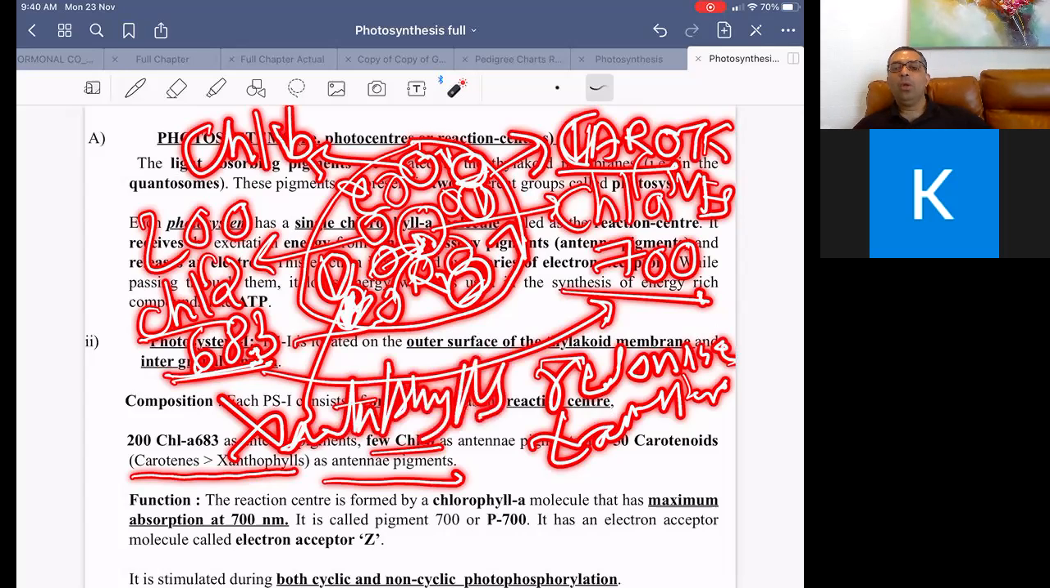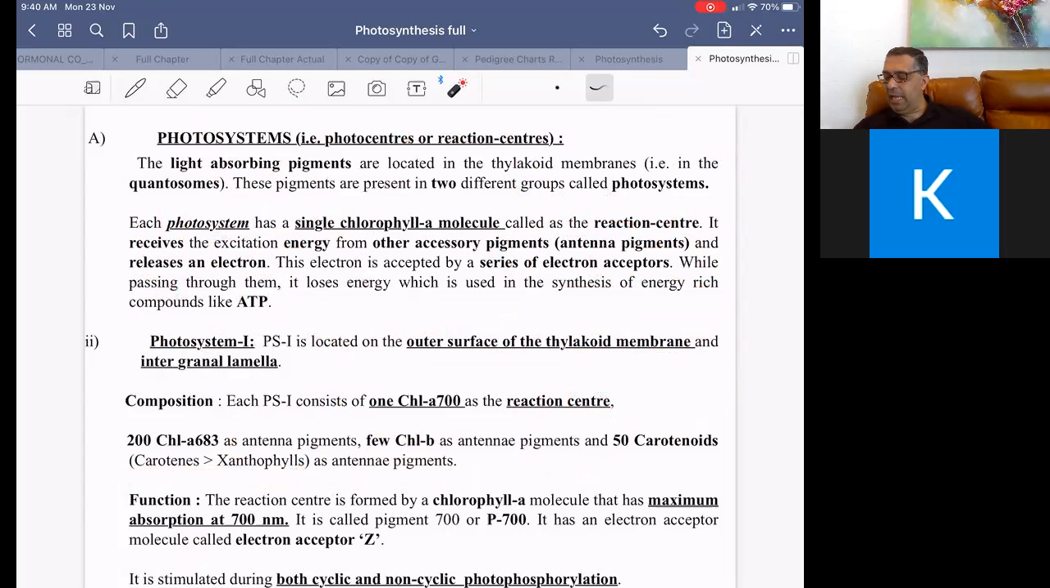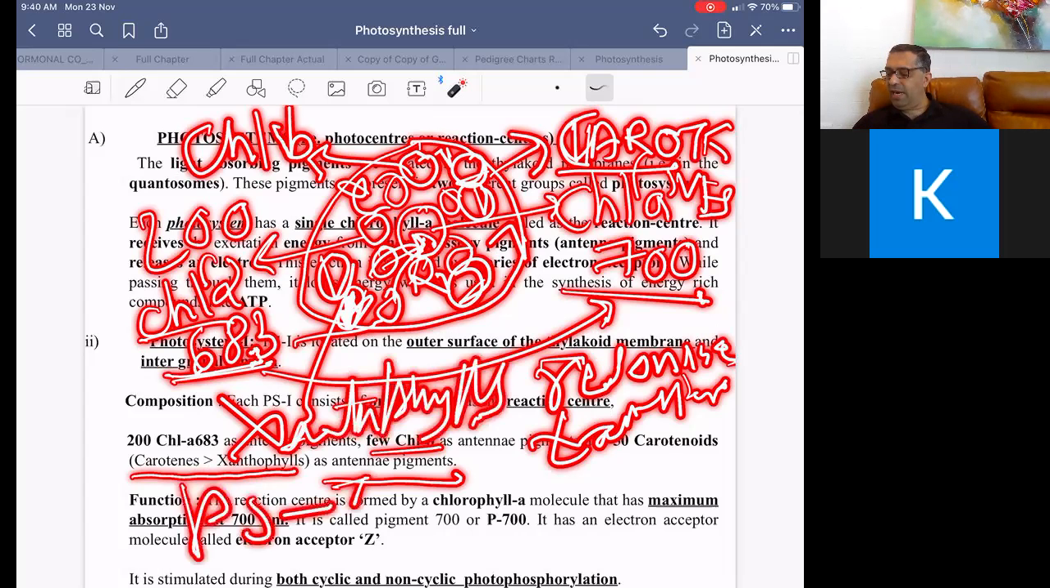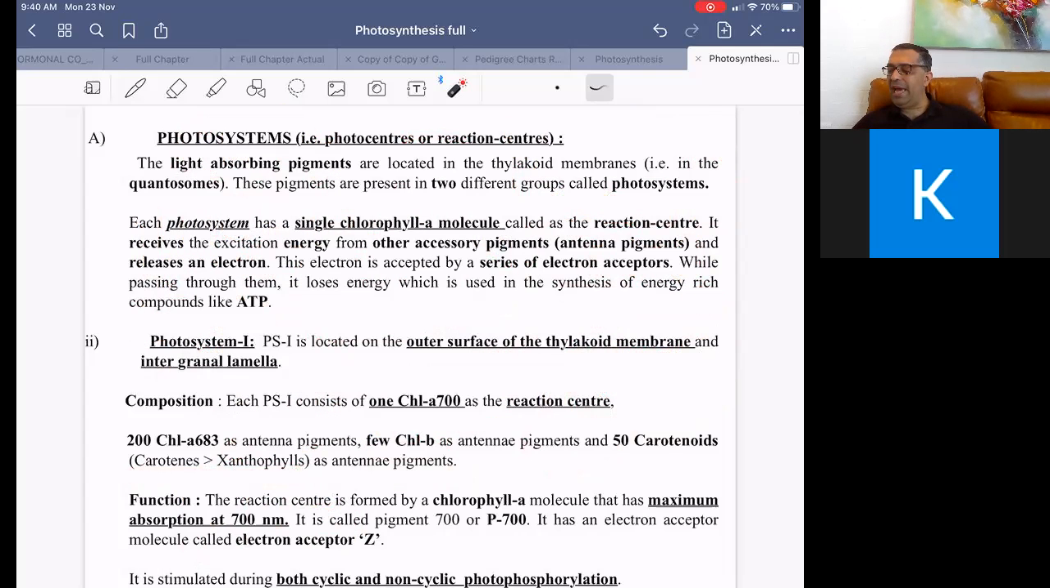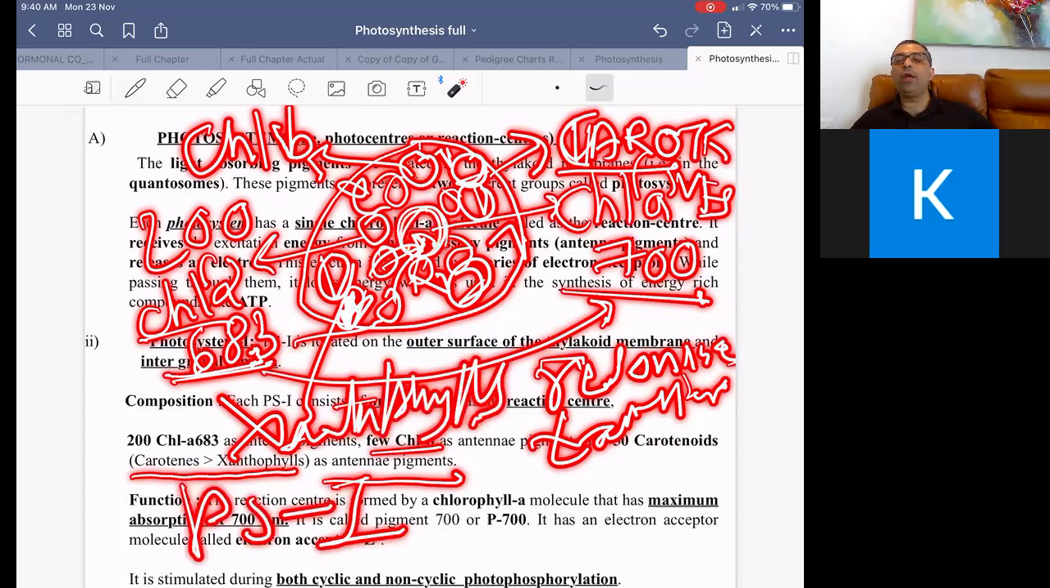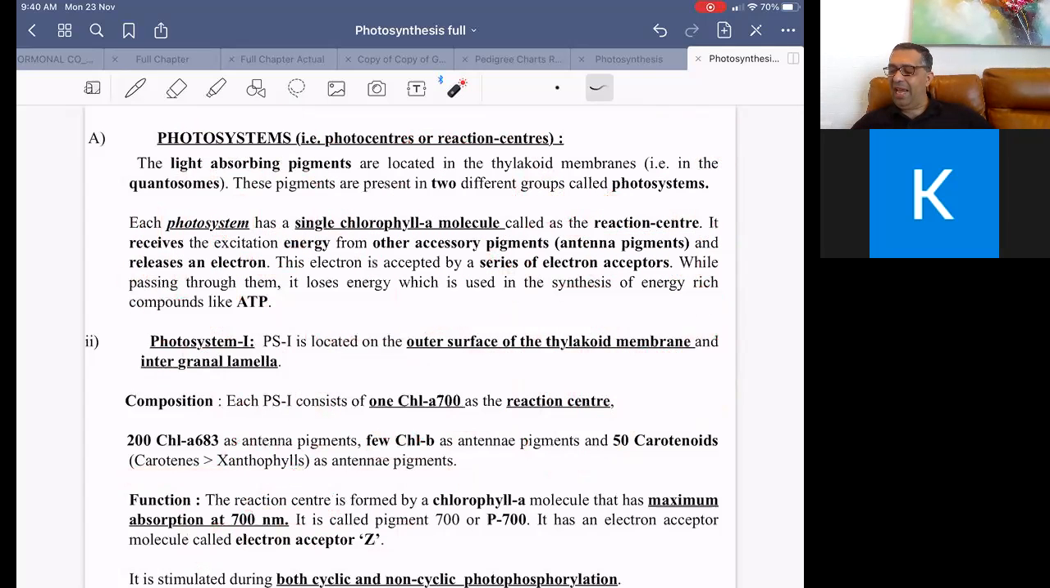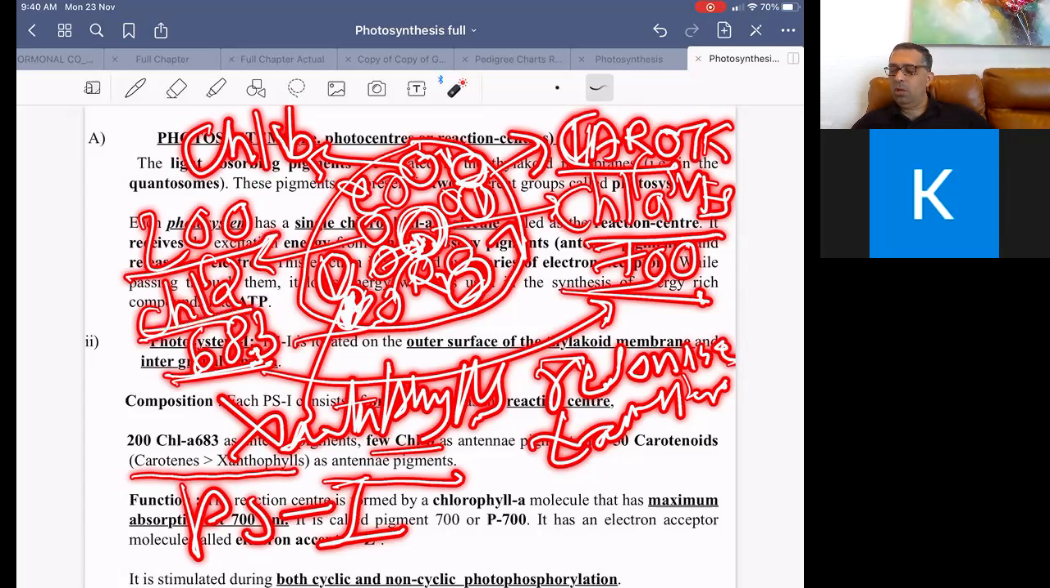So once again, what is present inside PS1? Photosystem 1 के अंदर ये है photosystem 1. Photosystem 1 के अंदर बीच में है one molecule of chlorophyll A 700. Surrounding it are found 200 chlorophyll A 683 molecule.